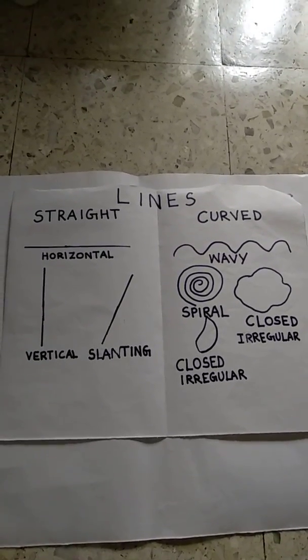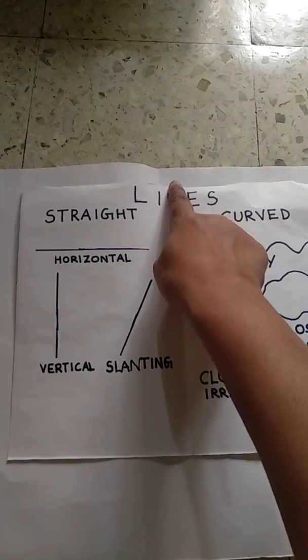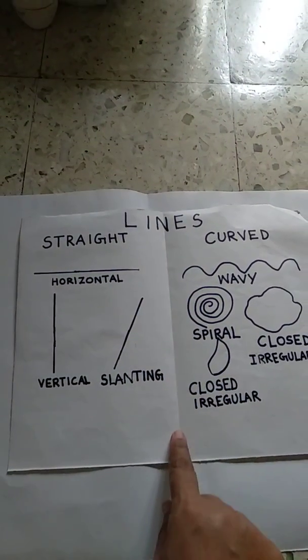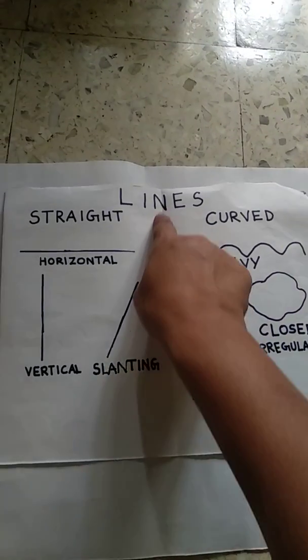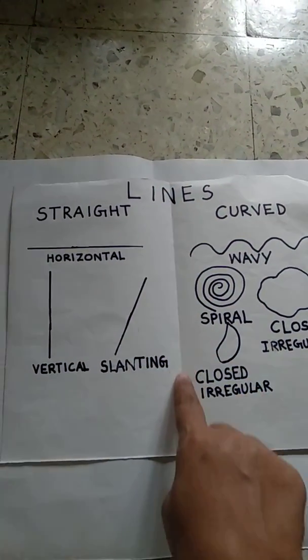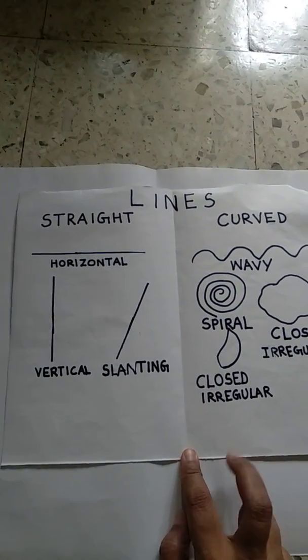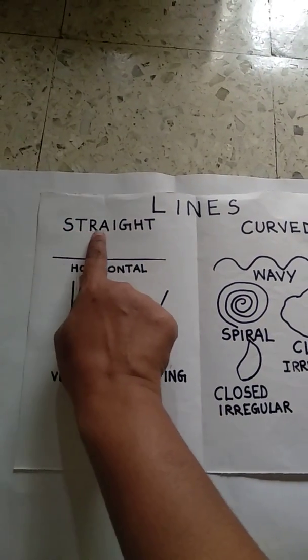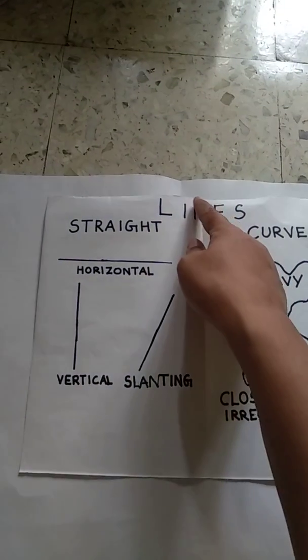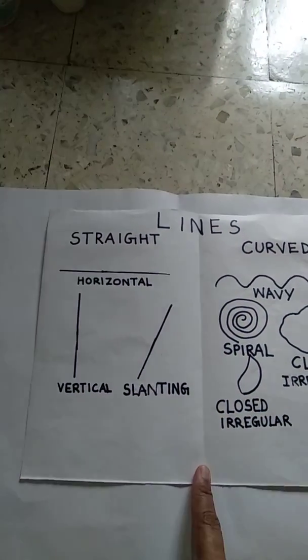Alright, now look at the magic line first. See, it goes from up to down, down to up. It is a straight line. So, first we are going to learn about straight lines. The magic line is a straight line.